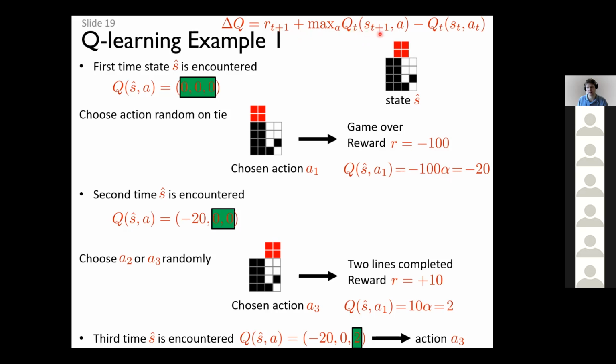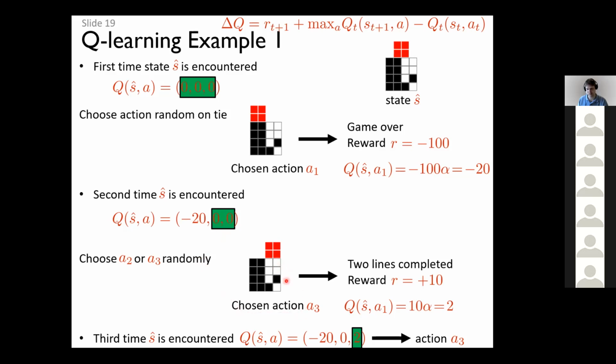this is a terminal state, so this must be 0. And initially we don't know anything, so this is 0. So we just get the reward as delta Q, and then we multiply this by the learning rate alpha and get -20. So the next time the same state is encountered, we have learned that this is a bad move and it has a negative value. So we just have a selection between the other two moves, to place it at the second or third position, and then we choose one at random again.